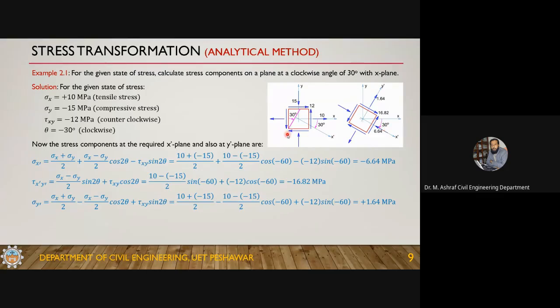So you must be able to rotate a state of stress and show the state of stress like this. ठीक है ना, आपको ये इस तरह शो करना, so this is important for you.